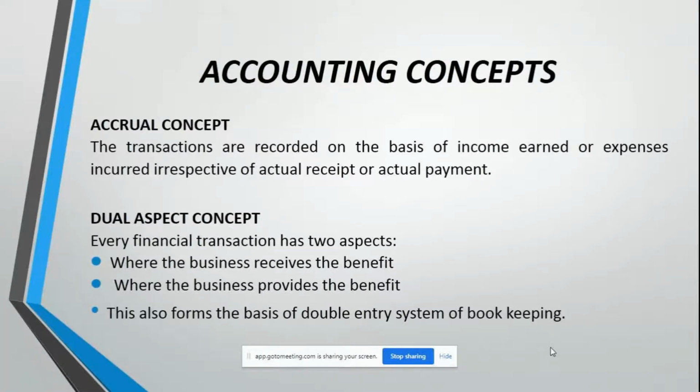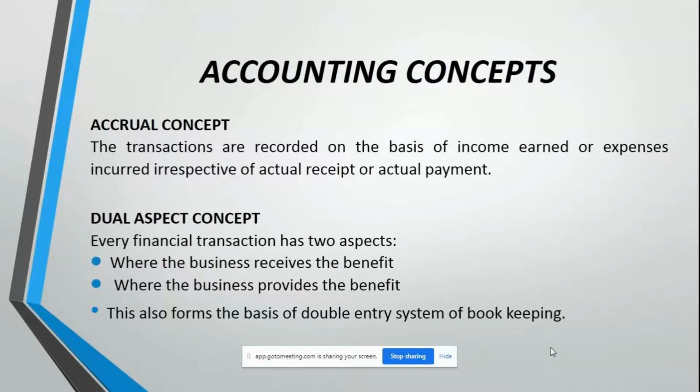Now, where did this double entry system of bookkeeping come up or evolve? What is the foundation for the same? It is nothing but the dual aspect concept. So the dual aspect concept formed the basis for the evolution of the double entry system of bookkeeping. So what does the dual aspect concept convey? Every financial transaction has two aspects, where the business receives the benefit and where the business provides the benefit.